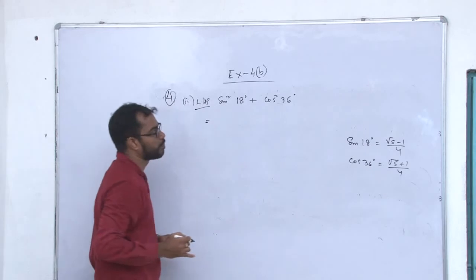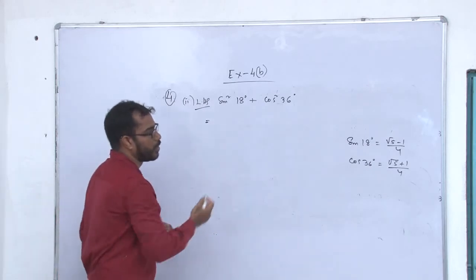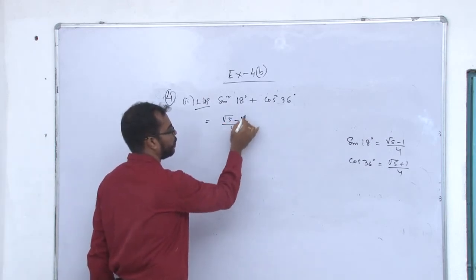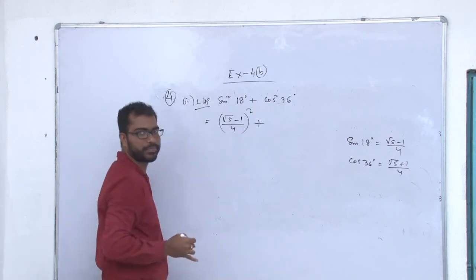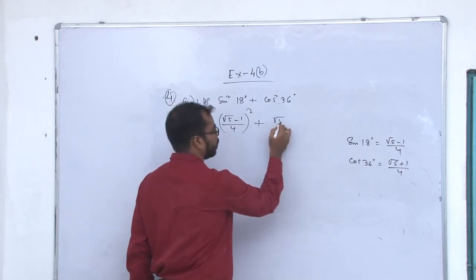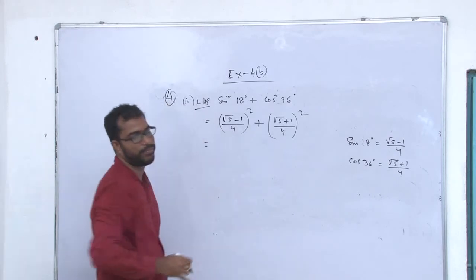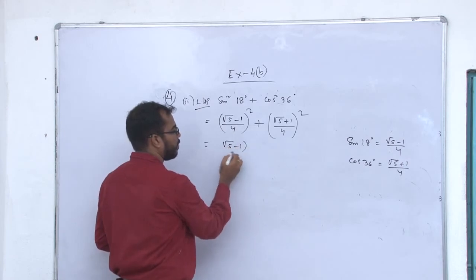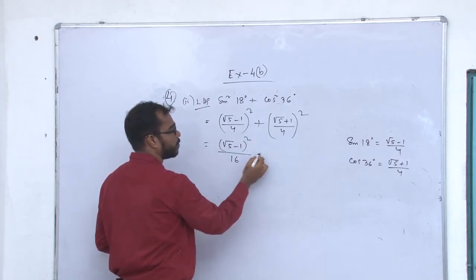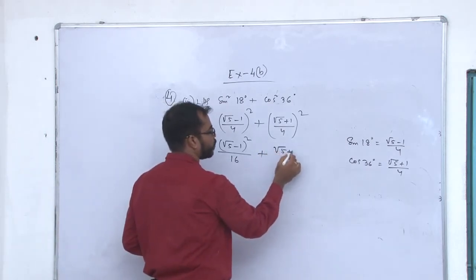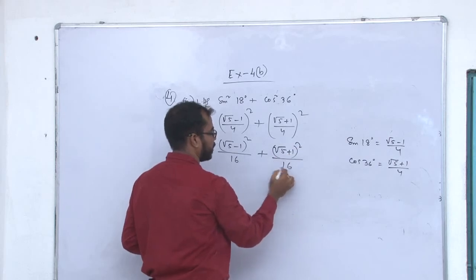So you can write here sine square 18 degree. The value of sine 18 degree is root 5 minus 1 by 4, so we can write root 5 minus 1 by 4 all square. And the value of cos square 36, that is root 5 plus 1 by 4, square of root 5 plus 1 by 4. So here you can simplify: root 5 minus 1 whole square by 16. Similarly, the second part, root 5 plus 1 whole square by 16.